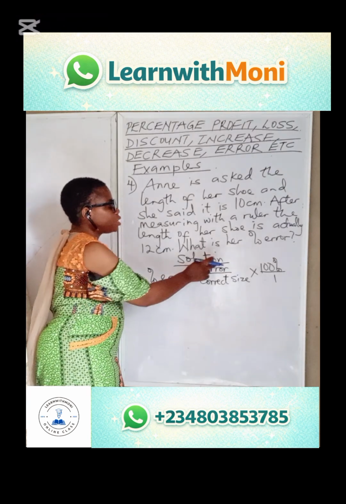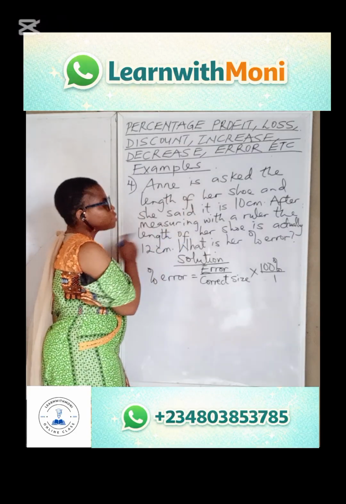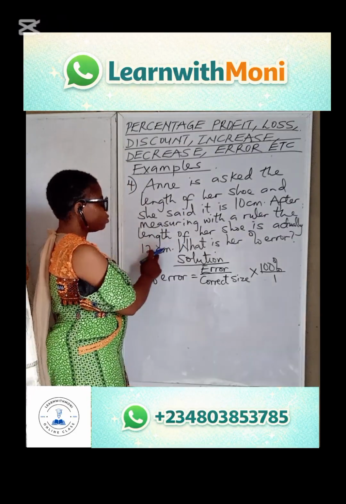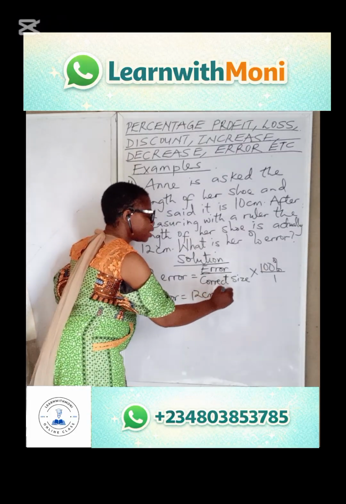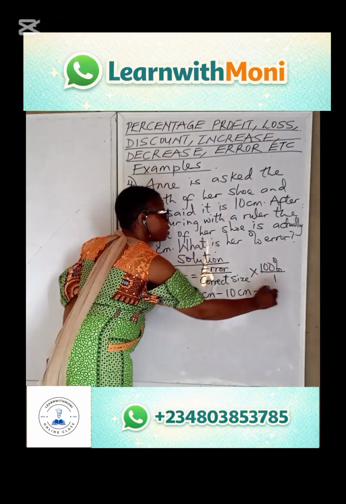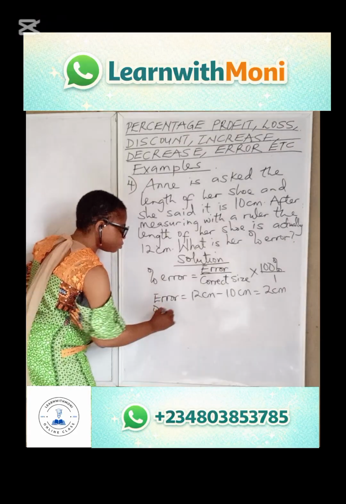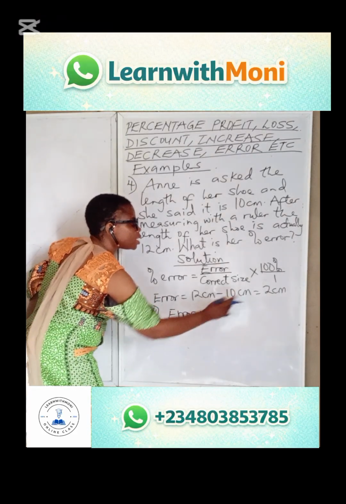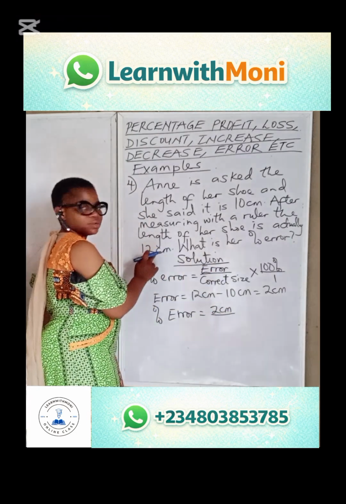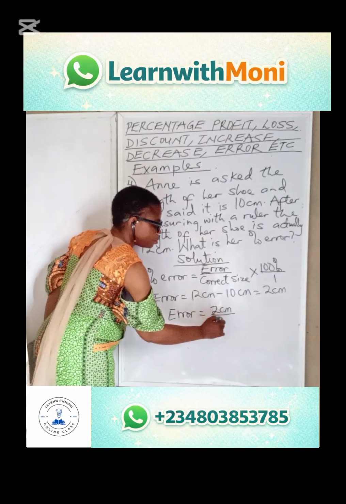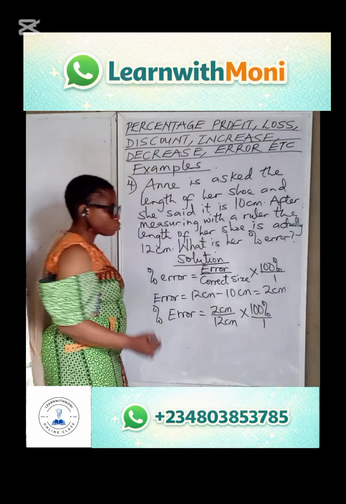So let us see this. So the percentage error, we need to know the actual error. She claimed it is 10 centimeters, and we found out it is 12 centimeters. So the actual error is going to be 12 centimeters minus 10 centimeters. This is going to give us 2 centimeters. That is the actual error she made. So the percentage error is going to be the actual error, which is 2 centimeters, divided by the correct size. The correct size is 12 centimeters times 100% over 1.